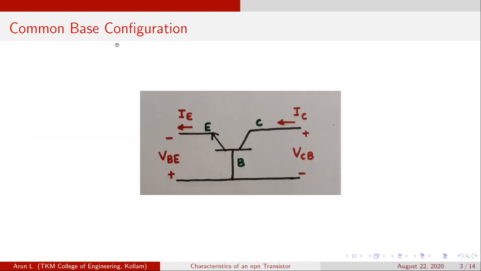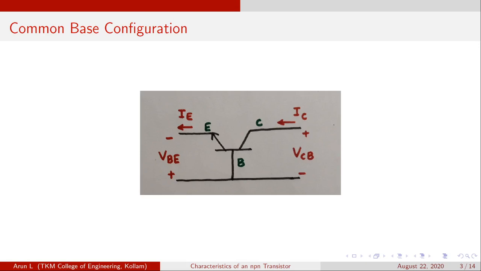Now here I have shown a common base configuration. So here you can see the base terminal is common to both input as well as output, and I have marked the terminal quantities. So VB is the input voltage, IE is the input current, VCB is the output voltage, and IC is the output current. The current directions and voltage polarities are as per the convention that we have discussed in the previous lecture.